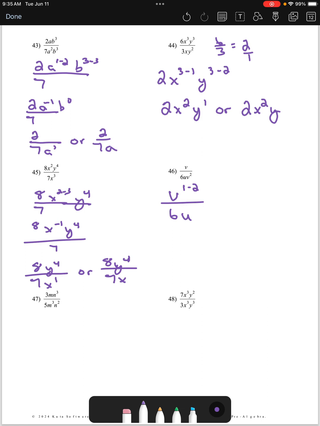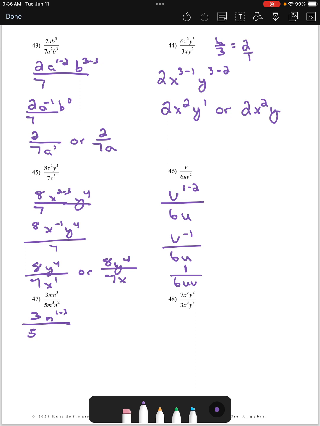In number 46, we will have v to the 1 minus 2 over 6u. Combining my two v's into a single v. And now simplifying, we get v to the -1 over 6u. That v, with its negative exponent, has to drop into the denominator. And since we've cleaned out the numerator, we need to write a 1 in it. Numerators cannot completely disappear. If they clean out, it's not a big deal. We just have to remember to place a 1 there to illustrate, hey, this is still a fraction.